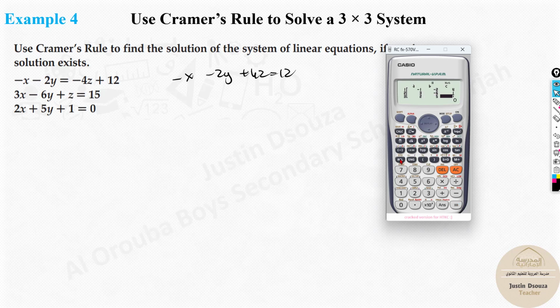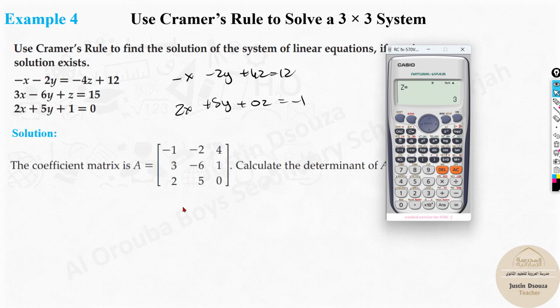And again over here, there is no z value. So this equation turns out to be 2x plus 5y plus 0z equals minus 1, because plus 1 to the other side becomes minus 1. So it's 0 here, and lastly we have minus 1. This would be the answers: 2, minus 1, and 3.